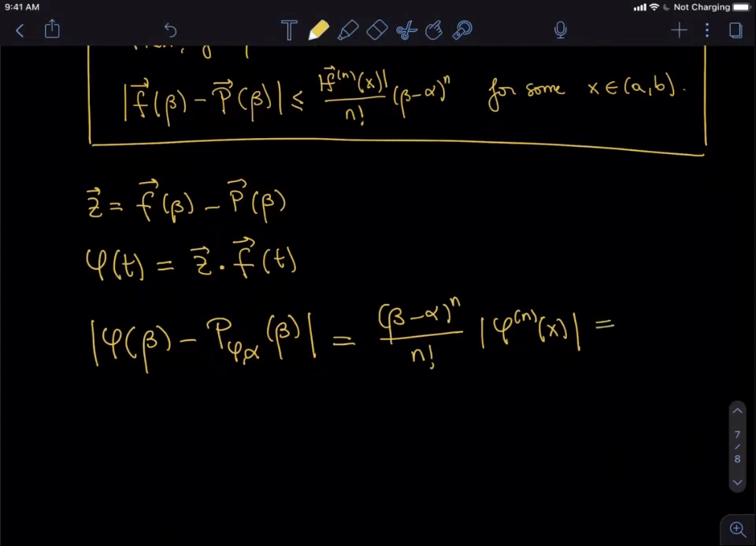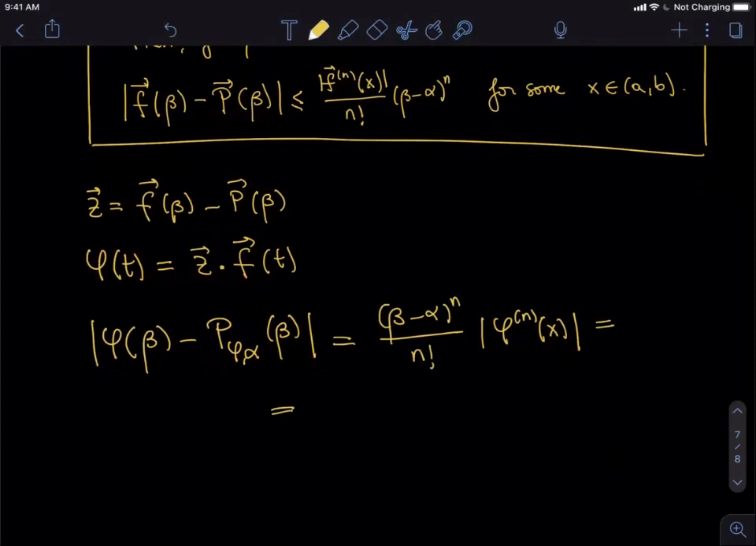All right. So then here I can write what is the n-th derivative. Notice that the function phi depends on t only through f. Okay, so z is constant. So when I apply the product rule, the derivative of z is going to be 0.